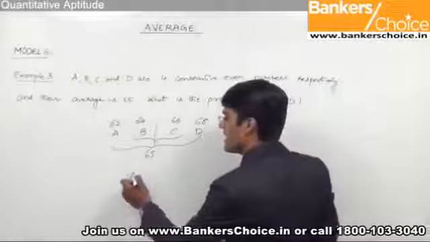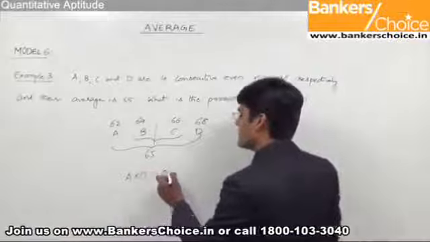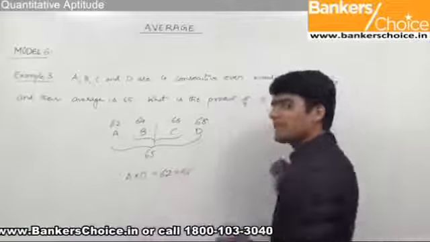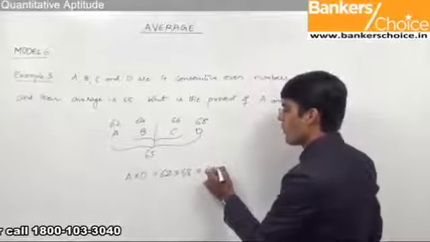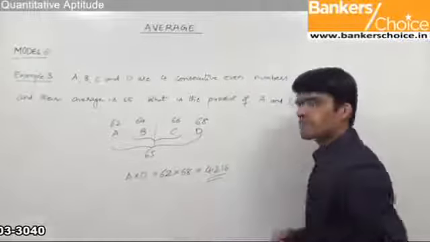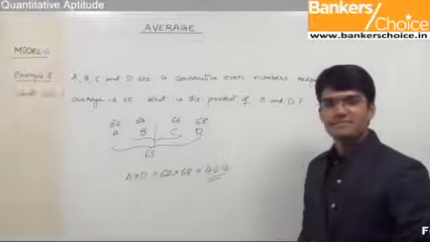So the product of A and D should be equal to 62 into 68. So the answer for this question should be 4216. That is nothing but the product of 62 and 68.